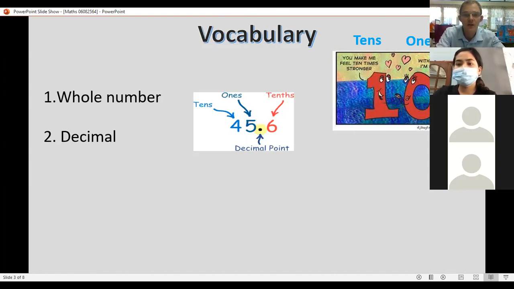Now decimal actually just means this decimal point here, this circle here. It splits the whole numbers from the decimal numbers. So what that means is the number on our left of the decimal, on the left, is the whole number, 45. What is the number on the right of the decimal in this picture?